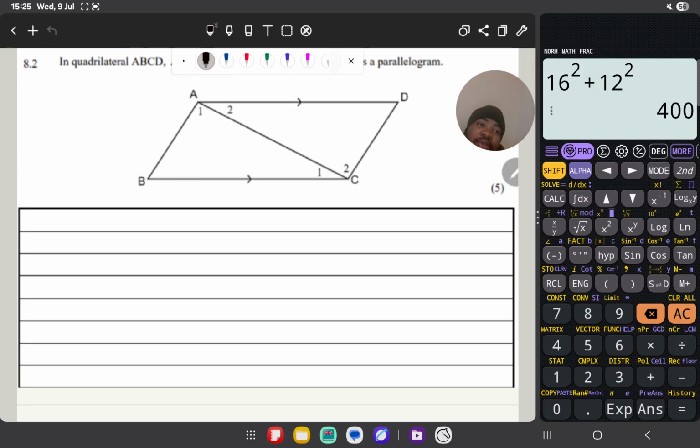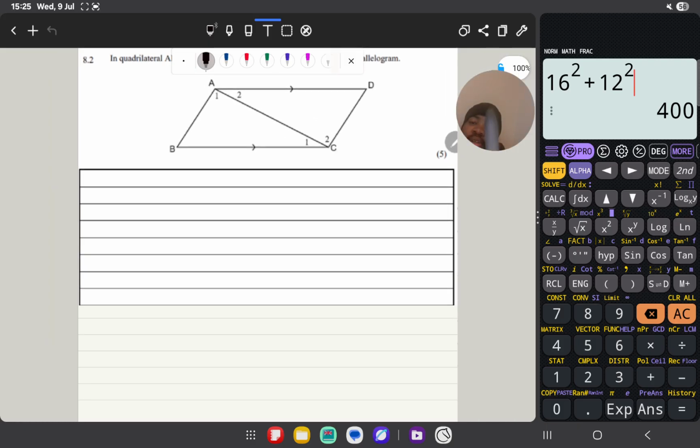Let's work on this one. So this one is 5 marks. They are saying what?